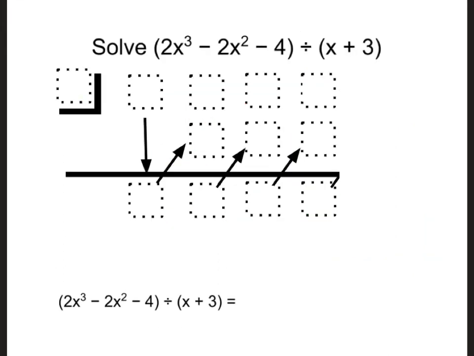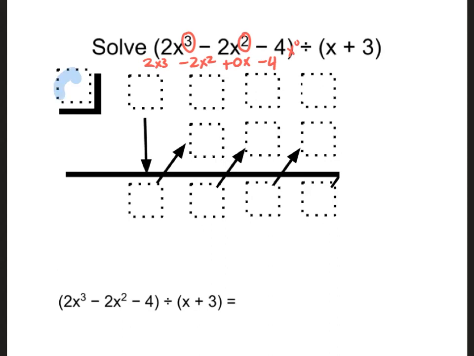For this one, we have 2x cubed minus 2x squared minus 4. Notice I'm missing something again. We go 3, we go 2, and then we go to something without x. So technically this is like x to the 0. So we're missing that x to the first, or just x. So really this equation is like 2x cubed minus 2x squared plus 0x minus 4.